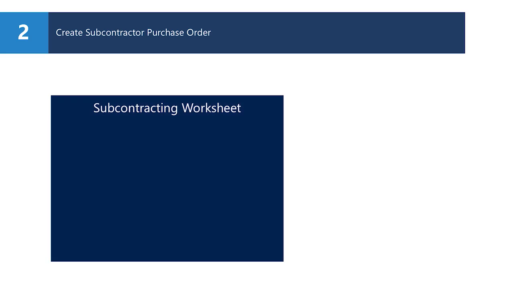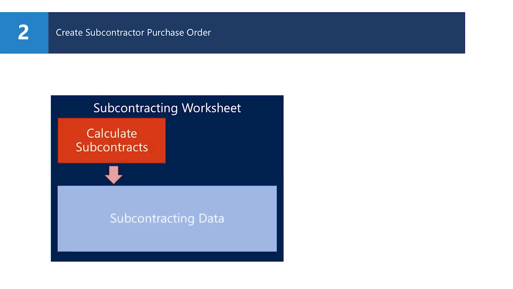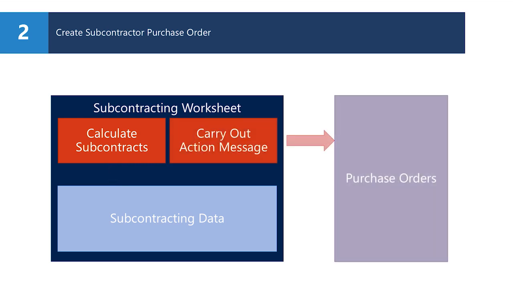When we want to create a purchase order in the production process, we need to start from the subcontracting worksheet. It allows you to find the production orders with material ready to send to a subcontractor using the Calculate Subcontracts command. Then we can automatically create purchase orders for subcontract operations from production order routings using the Carry Out Action Message command.